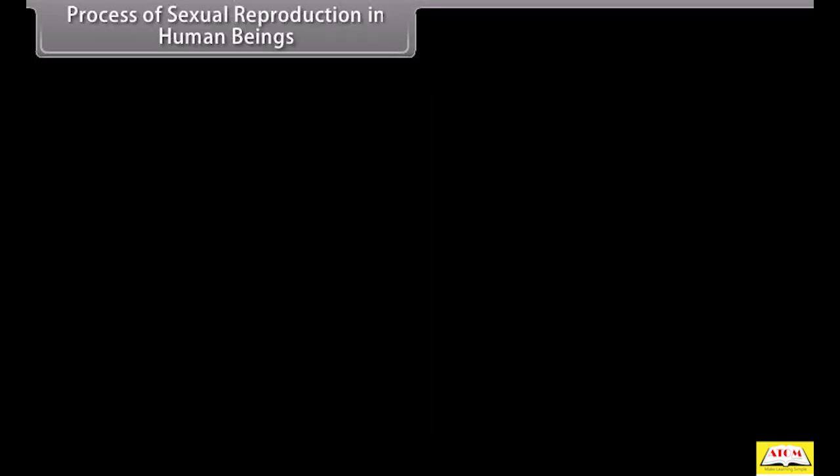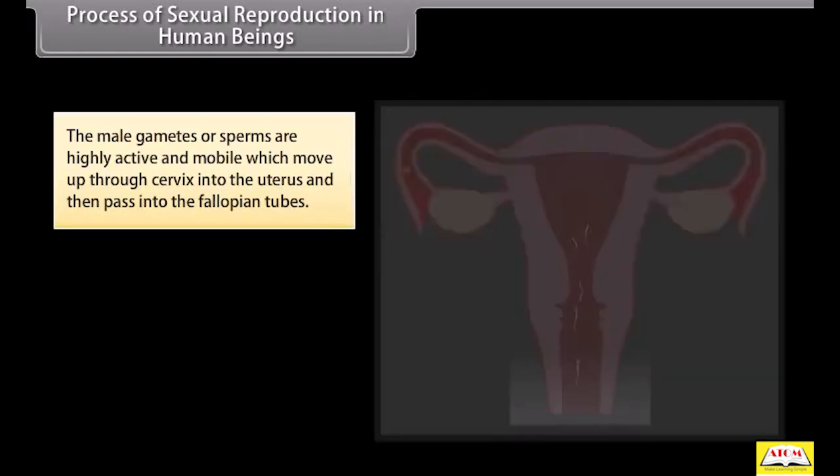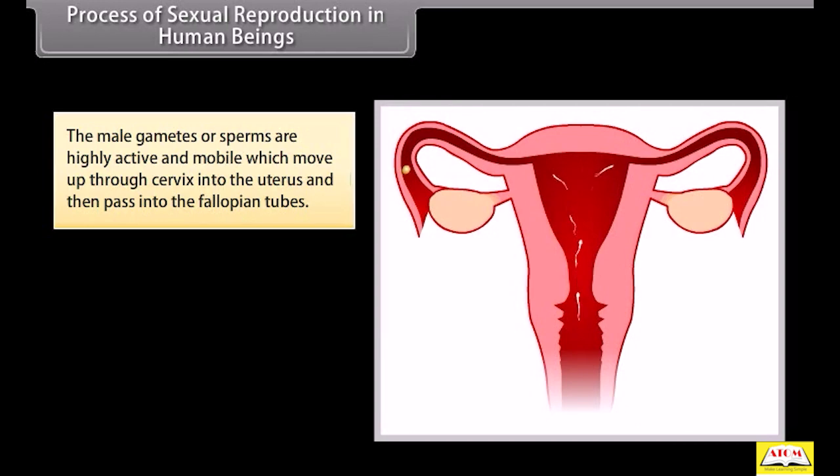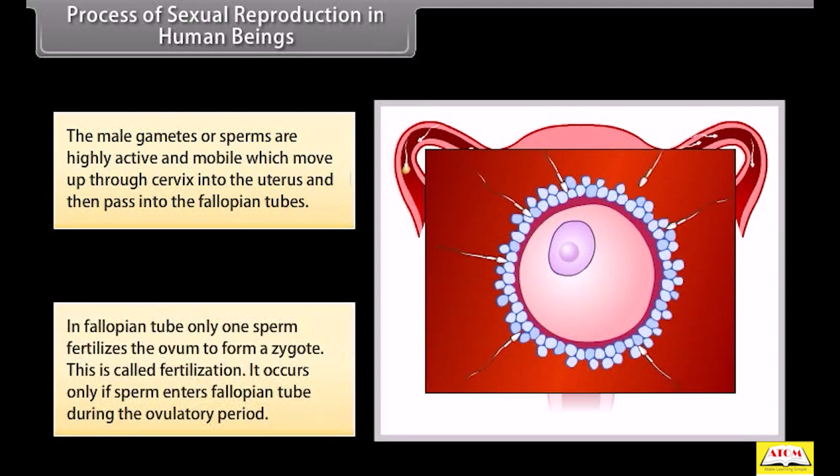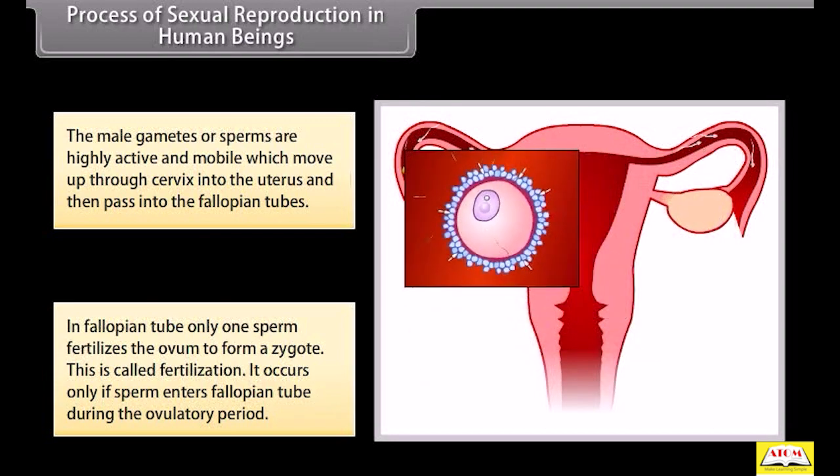Process of sexual reproduction in human beings. The male gamete or sperms are highly active and mobile, which move up through cervix into the uterus and then pass into the fallopian tubes. In fallopian tube, only one sperm fertilizes the ovum to form a zygote. This is called fertilization. It occurs only if sperm enters fallopian tube during the ovulatory period.